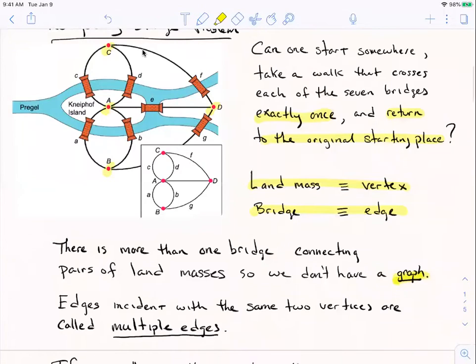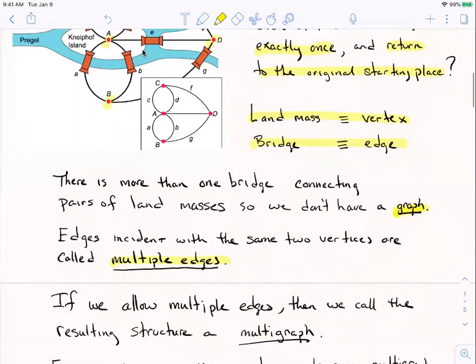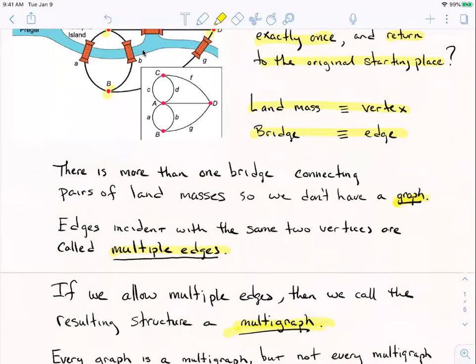Let's give a name to such forbidden edges. Let's call them multiple edges. So now we're allowing ourselves to draw more than one edge between the vertices in our graph, and the resulting structure is called a multigraph. Okay, so a multigraph is just a graph in which we allow multiple edges.